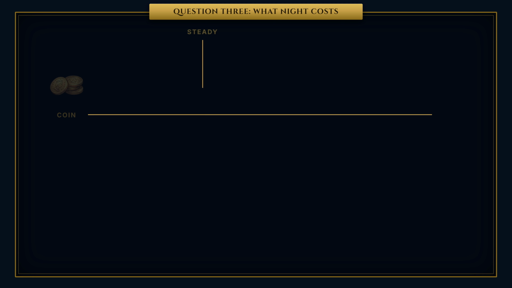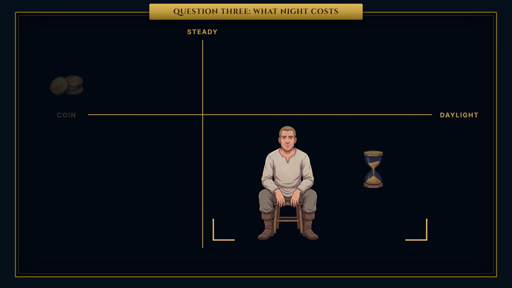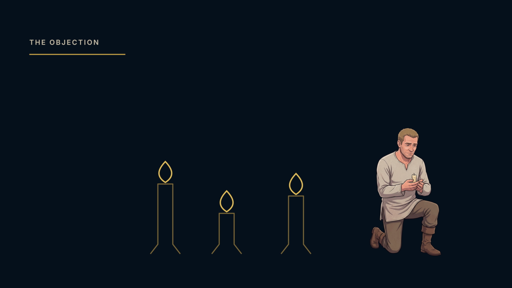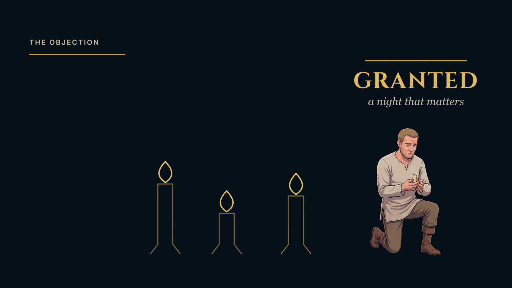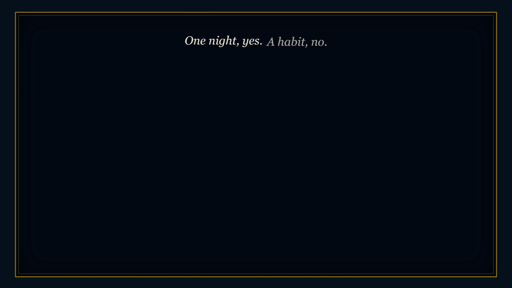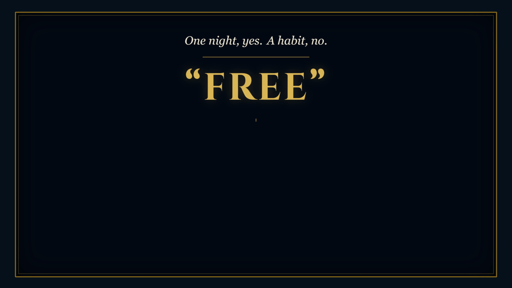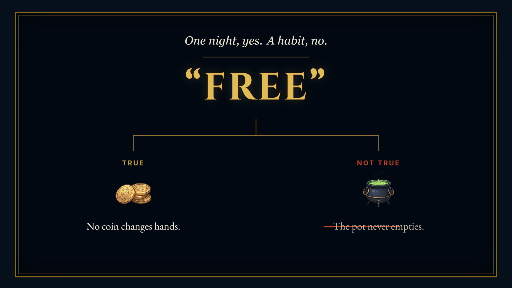So question 3 answers itself. His evenings run as long as he likes, and the dim light is what costs him in the daytime. And the obvious objection is that he could just light more than one, and on a night that matters, he does. What he can't do is make a habit of it, because the grease is free in the sense that no coin changes hands, not in the sense that the pot never empties.